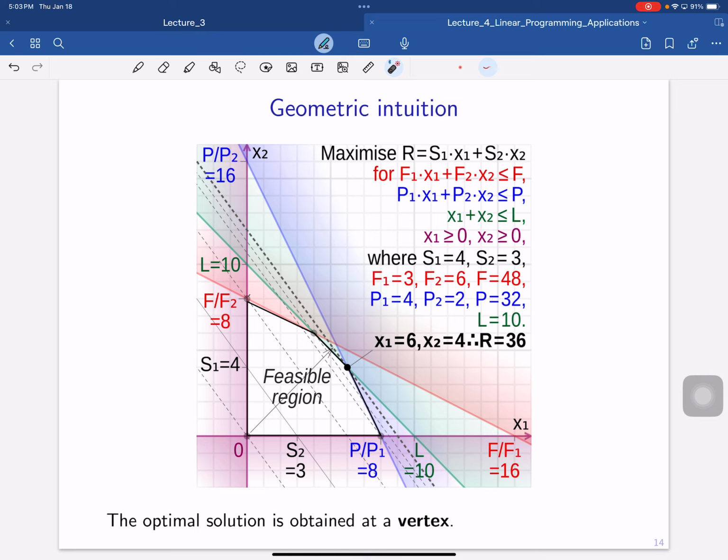Do all the optimal solutions of a linear program lie at a vertex? Is that the case? We can think a little bit about that. Actually, we will cover this in the next lecture. We will show that for any linear programming problem, as long as it has a solution, the optimal solution will be at a vertex. That's a geometric way of interpreting the optimal solution of a linear program.